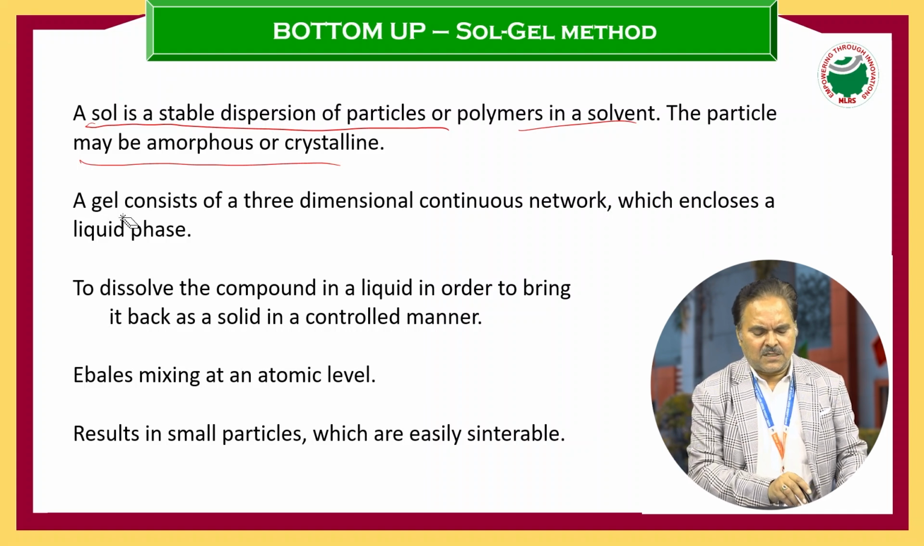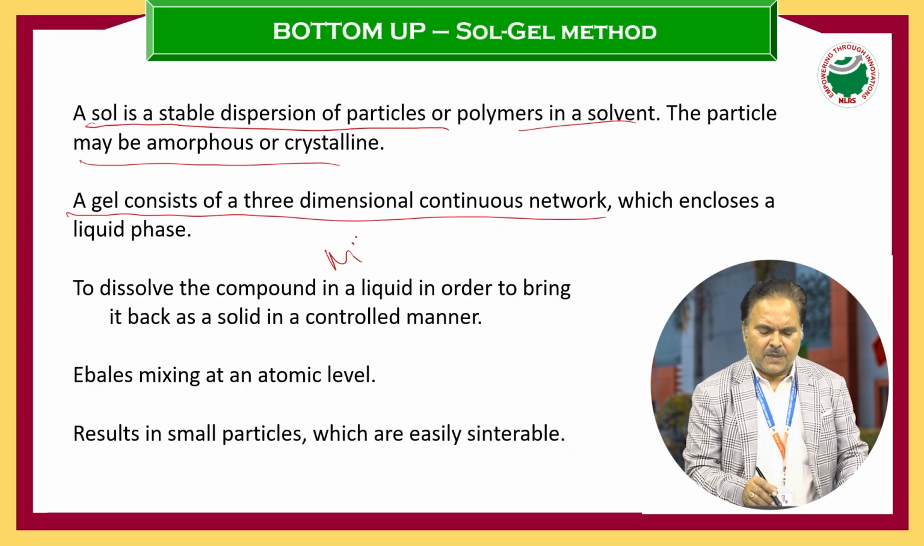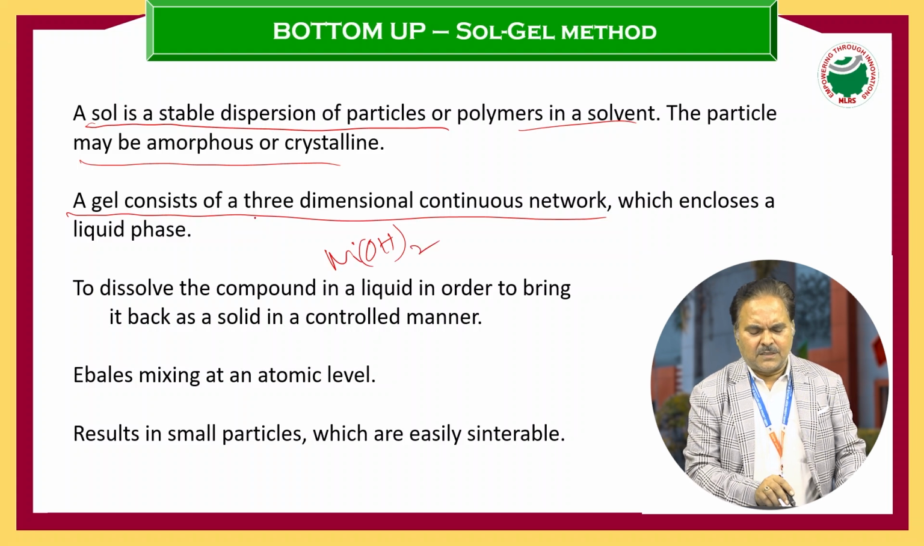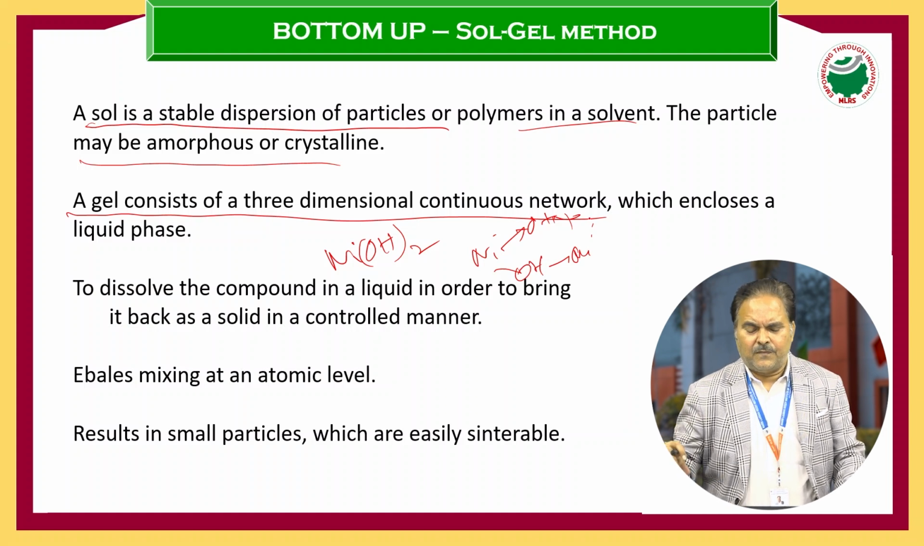Similarly, a gel consists of a 3-dimensional continuous network. What I told you is that the gel means NaOH. This is a continuous process, a 3-dimensional continuous network. So nickel will be there, with one OH and another OH, connected to another nickel, like that. It is not breakable; it is a continuous one. If you heat it up, then it will change this continuity.